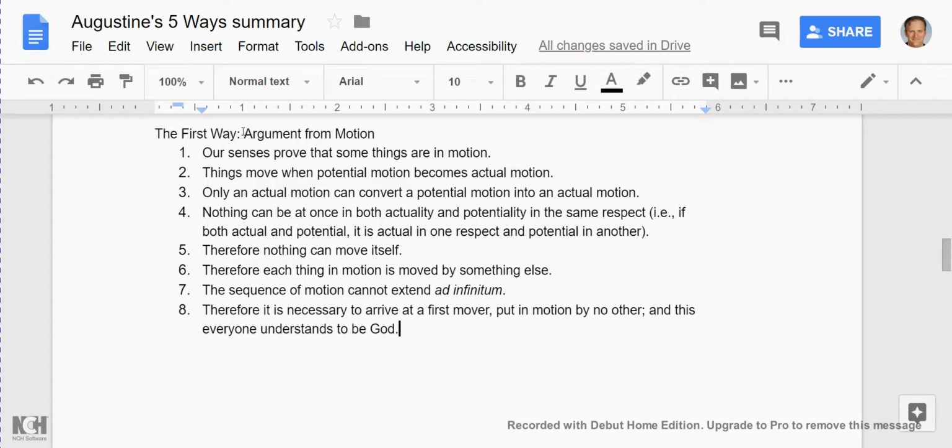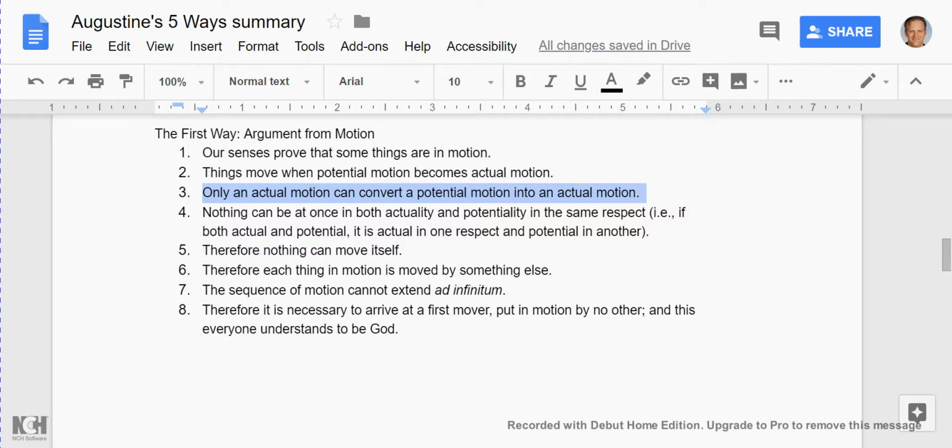So let's look at the first way argument. The first way is the argument from motion, and here's a basic summary of how it works using a standard form argument. Our senses prove that some things are in motion. We can see things move. Things move when potential motion becomes actual motion. A rock has the potential to move. A billiard ball has the potential to move. When we actually see that converted into real motion, that's when it is motion. So when the billiard ball starts moving, that's actual motion, not potential motion. But the billiard ball always has the potential to move. Only actual motion can convert any potential motion into an actual motion.